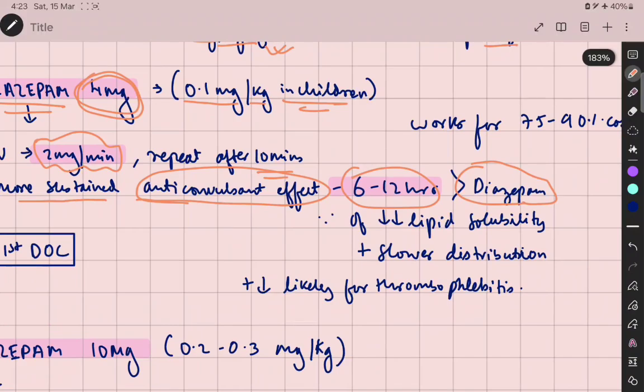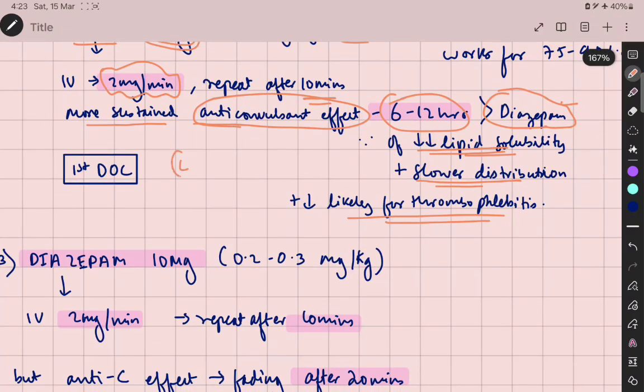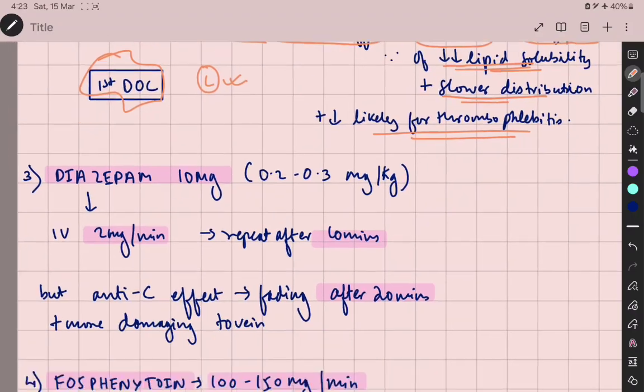We know that this happens because lorazepam has a lower lipid solubility and therefore has a slower distribution, and therefore it lasts longer in the plasma concentration. It is less likely to cause thrombophlebitis compared to diazepam, which is more likely to cause thrombophlebitis and infection of the veins. Therefore, we prefer lorazepam as our first drug of choice in the treatment of status epilepticus.